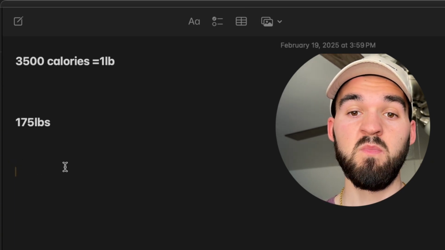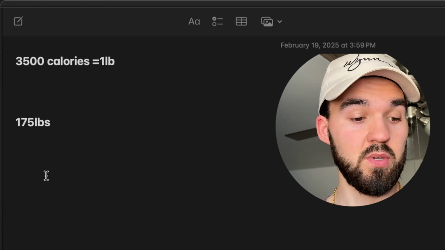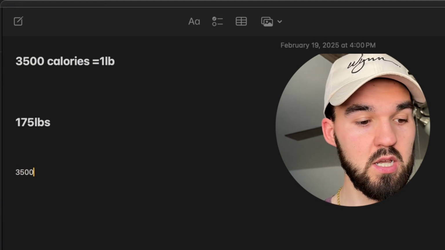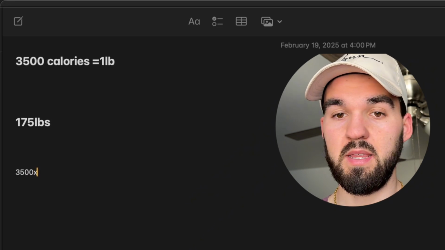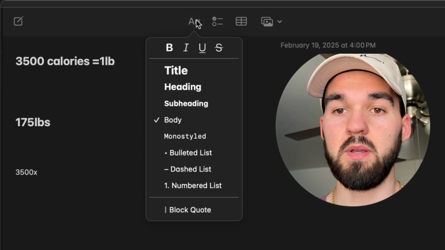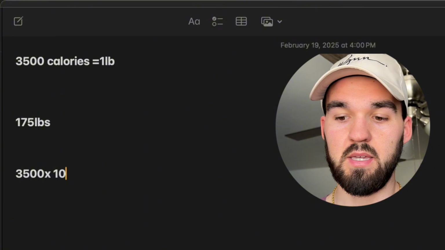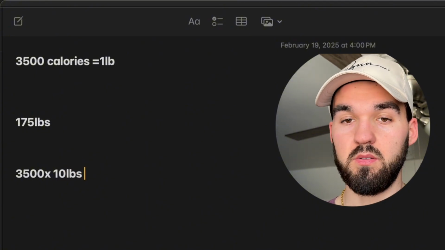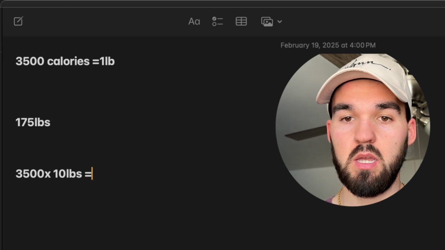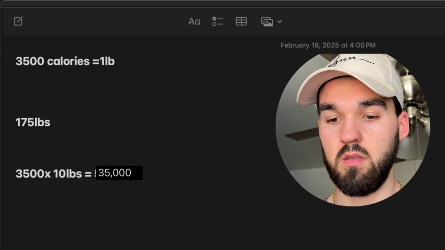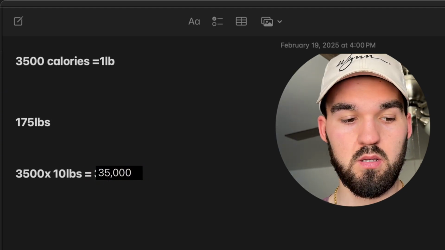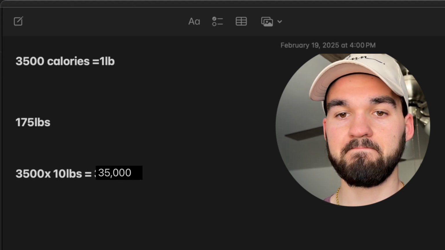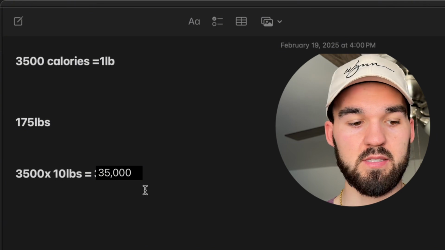So with that being said, I want to lose 10 pounds in 10 weeks, let's say. So you're going to take that 3,500, you're going to multiply that by how many pounds you want to lose. So in my case, 10 pounds. And then you're going to find out what that equals, which is going to be 35,000. Okay? So simple math, just adding a 0 right here.